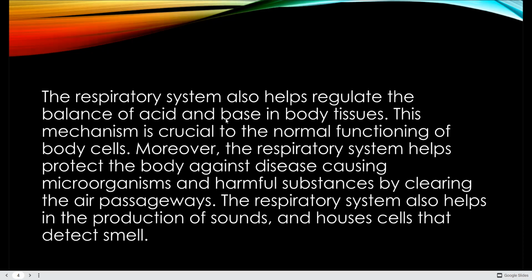Moreover, the respiratory system helps protect the body against disease-causing microorganisms and harmful substances by cleaning the air passageways. Remember that the respiratory system is an entrance going to your lungs. The actual exchange of gases happens in the lungs. This is why the air that enters your lungs should be clean, or else you will have certain diseases, like, for example, tuberculosis. Okay, it's airborne.